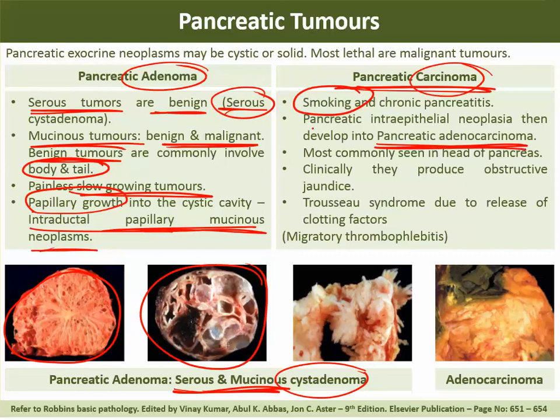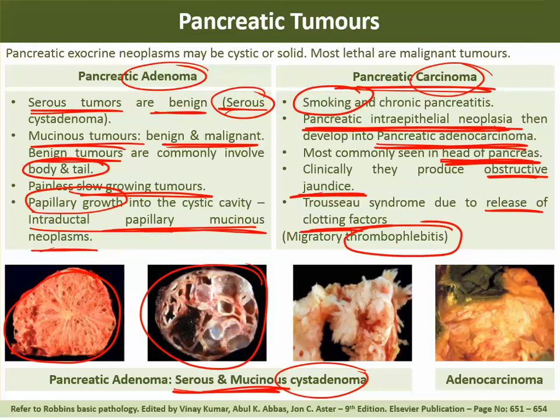So pancreatic adenocarcinoma develops from pancreatic intraepithelial neoplasia. It is a precancerous condition. It is usually seen in the head of the pancreas. And they produce obstructive jaundice. And they release a lot of clotting factors, and they cause thrombophlebitis, inflammation of the veins, and it will be seen in many areas. So it is called migratory thrombophlebitis, and this is called Trousseau syndrome.